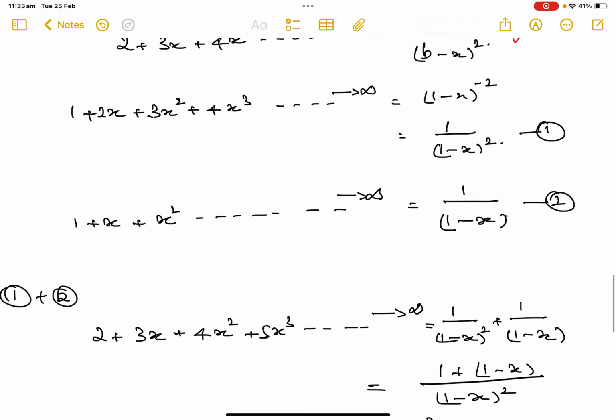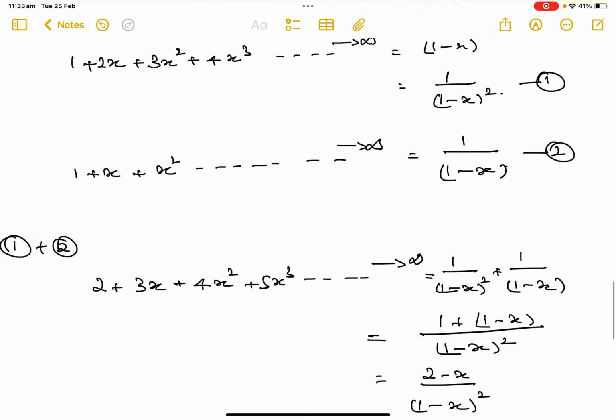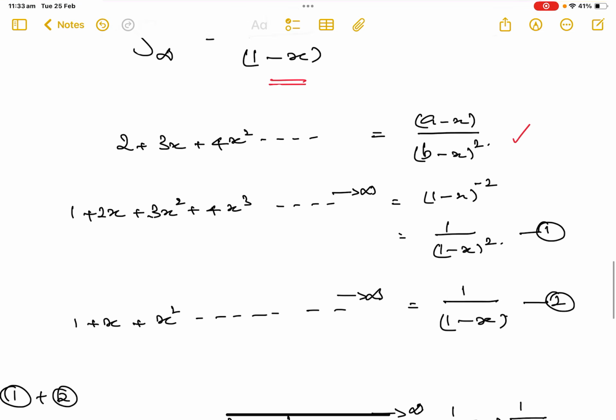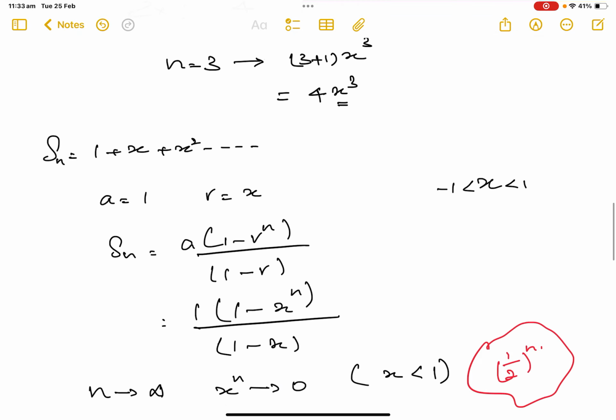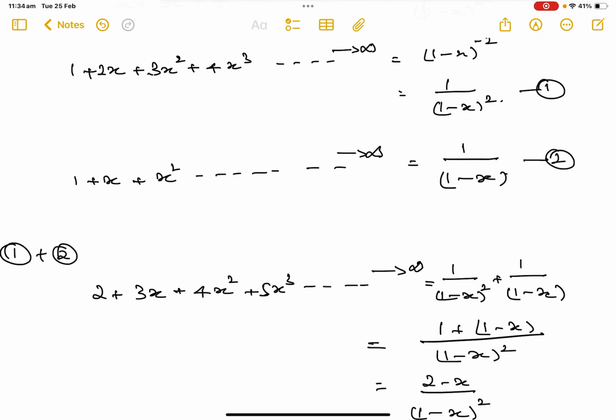So we have two equations: one is 1 plus 2x and so on, and the other is 1 plus x and so on, both from the first part. If we add them together, we get what we want on the left-hand side. 1 and 1 make 2, 2x and x is 3x, 3x squared and 1x squared is 4x squared, 4x cubed and 1x cubed is 5x cubed, and so on.